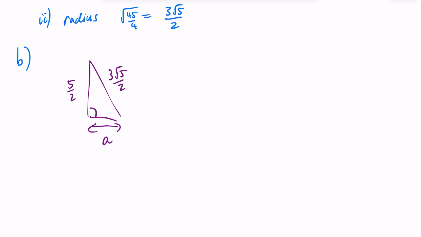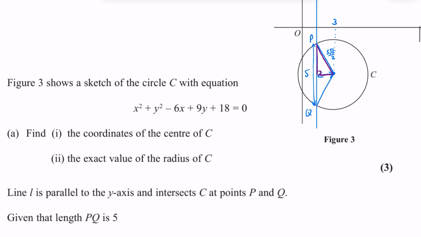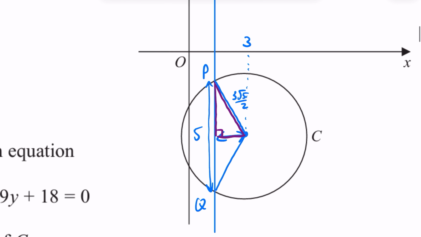So I can do Pythagoras, right? A squared is going to be my 3 root 5 over 2 squared minus 5 over 2 squared. So I can find out what A is by doing a bit of Pythagoras, right? So that is my 3 root 5 over 2 squared minus the 2.5 squared, and square root the answer. So A is equal to the square root of 5. So if I go back to this diagram, this gap from here to here is the square root of 5.